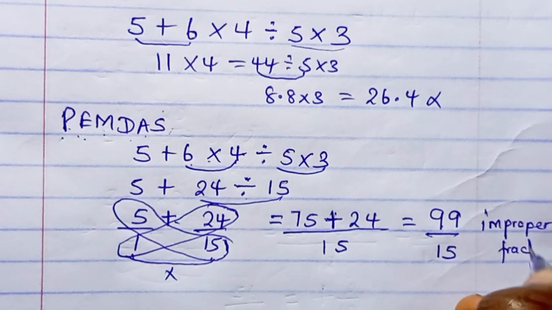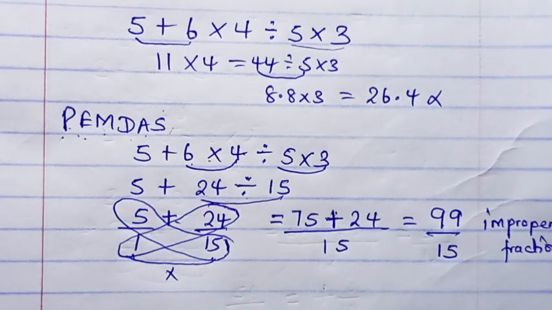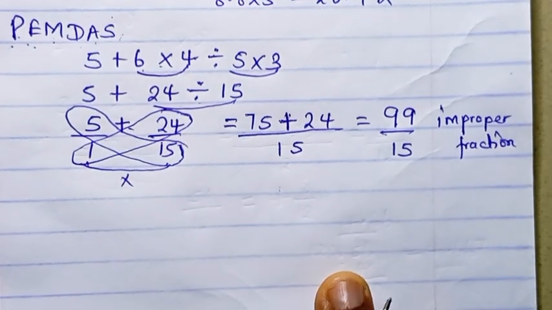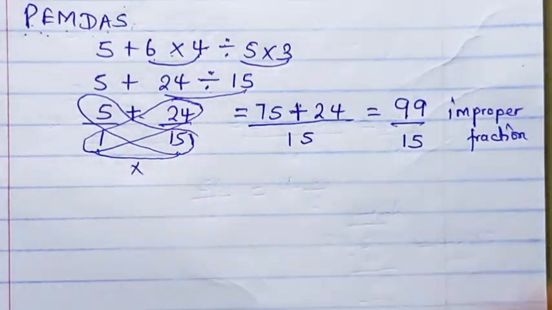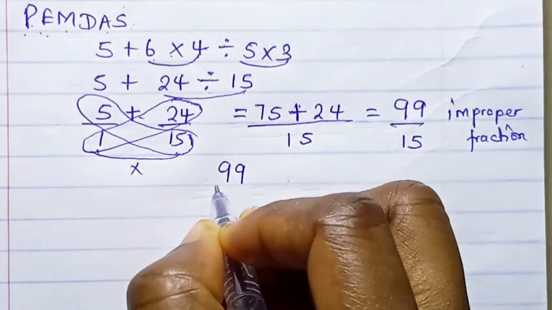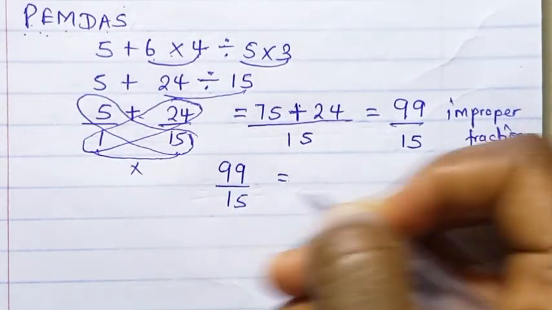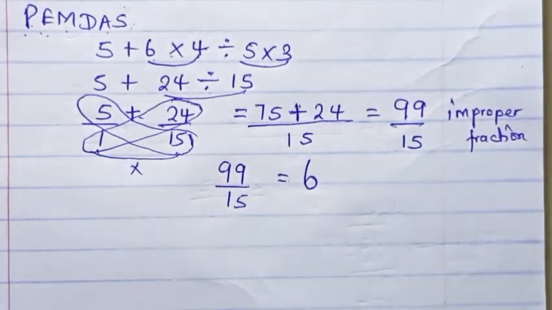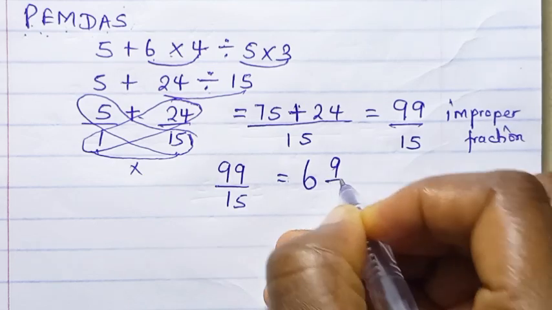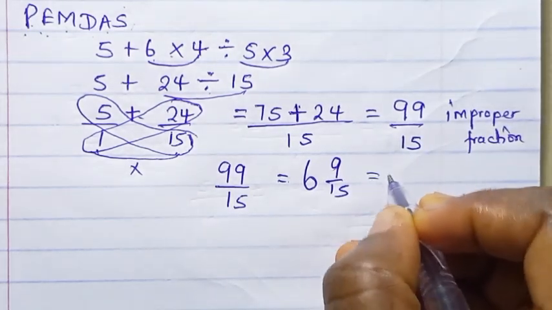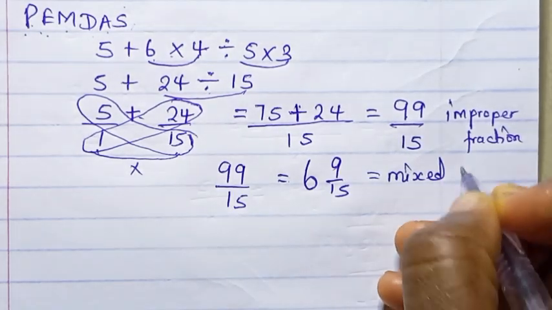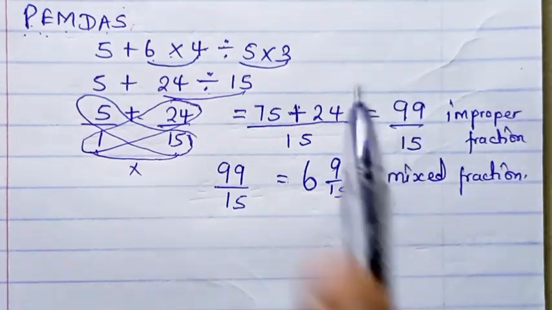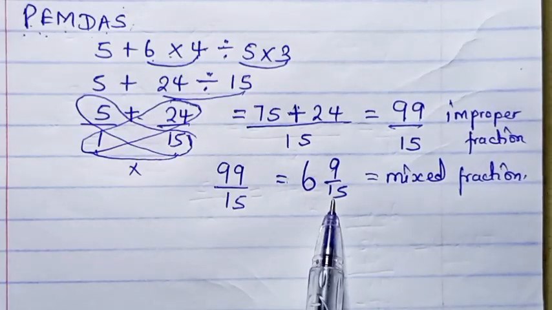fraction. You can break it down to a mixed fraction, or mixed number. So we have 99 over 15. 15 will go into 99 how many times? 6 times. Remember 9 over 15. So this is our mixed fraction. So 99 over 15 is correct, and 6 whole number, 9 over 15 is correct.